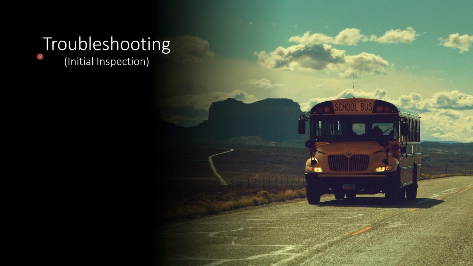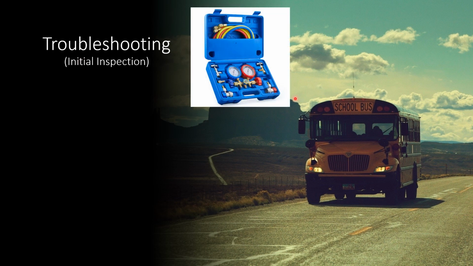For these initial inspections, what we're going to do is hook up our gauges. If we have air conditioning gauges, we're going to hook these up. Typically, when I was working at a shop, I did not have these. There were some technicians that had them. What I hooked up was the machine, the refrigerant machine. We had a Robinair and we had a Snap-on machine, so I would hook that up so I could get some pressure readings.